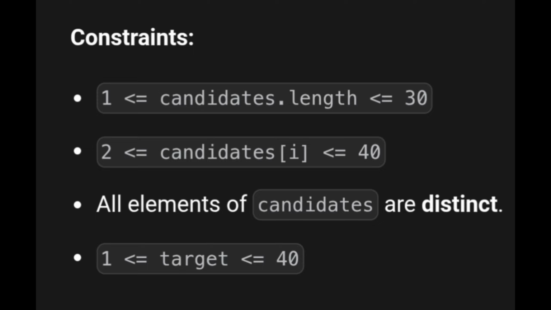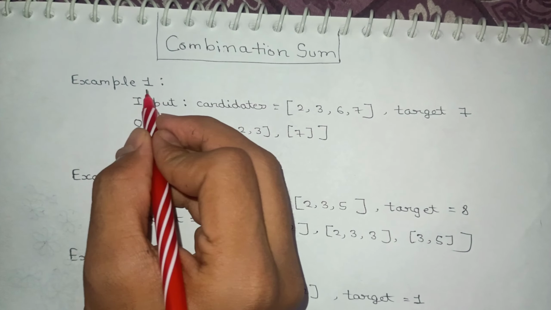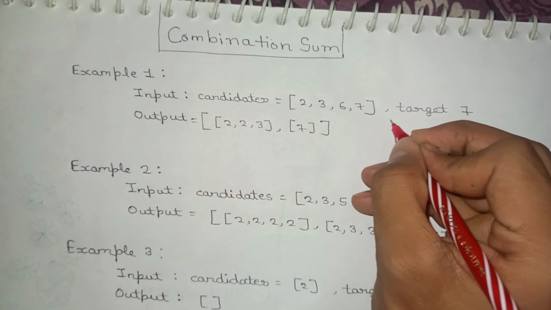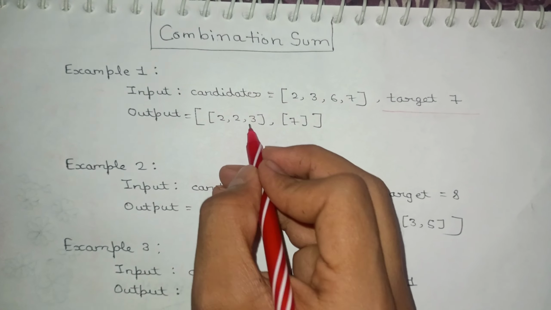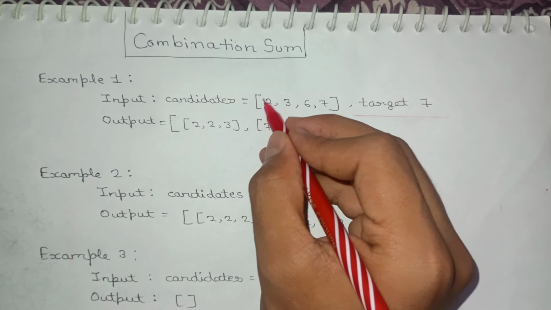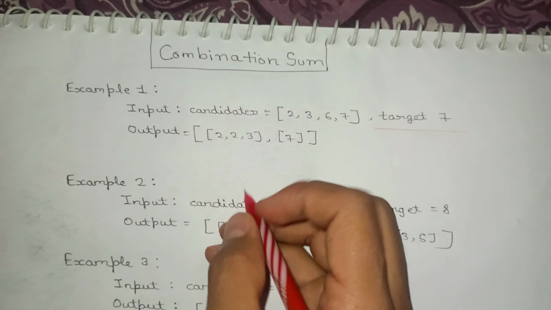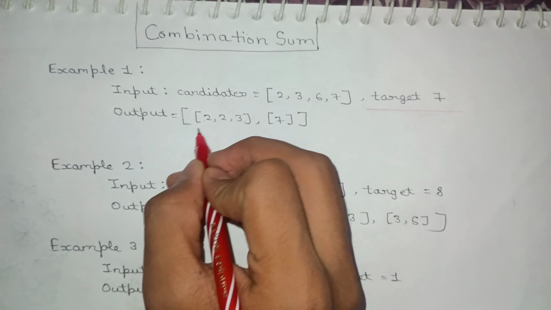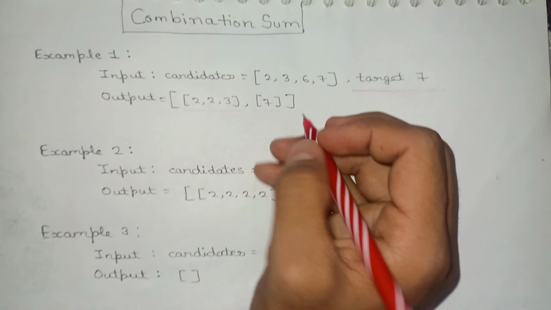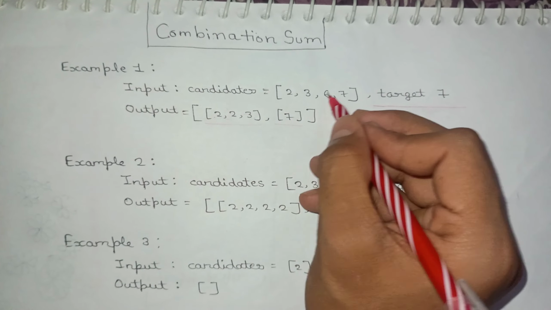For that, let's get back to the pen and paper. Let's start. See, we have our example one, in which inputs are 2 3 6 7 and the target is 7. The output combinations are these, and we can take one element multiple times, unlimited times actually. It is given in the question. So 2 plus 2 plus 3 is equal to 7 and 7 equals 7. These are the possible combinations from this array which can add up to the target.